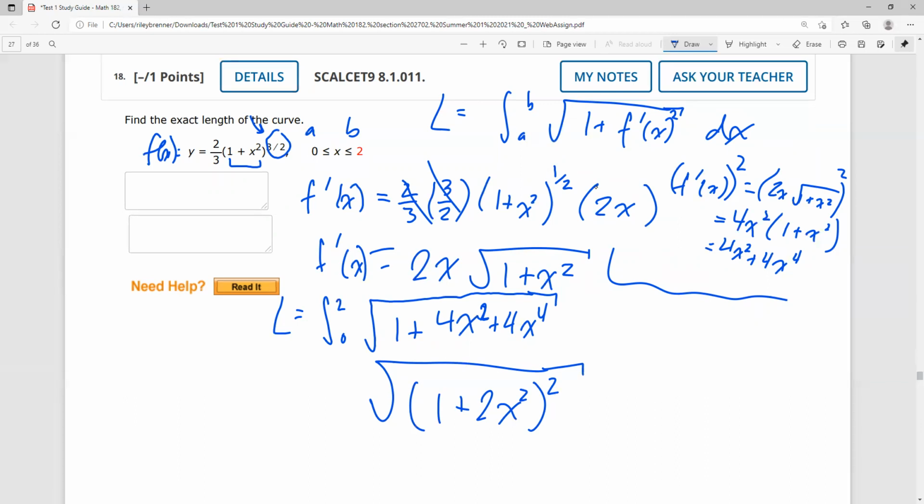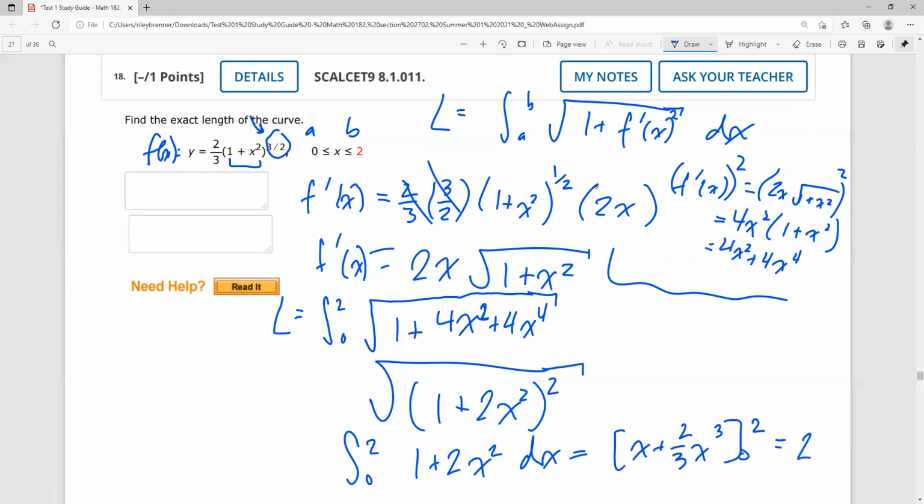The square root of something squared is just going to be the inside. So really, it's the integral from 0 to 2 of 1 plus 2x squared. And that is very straightforward, right? That'll be, what is that, x plus 2/3 x cubed from 0 to 2. 0 will make everything 0, so it'll be 2 plus 16/3. What is that? That's 22/3. That's the length, I believe, if I'm doing my math correctly. I think I am. I really think I am.